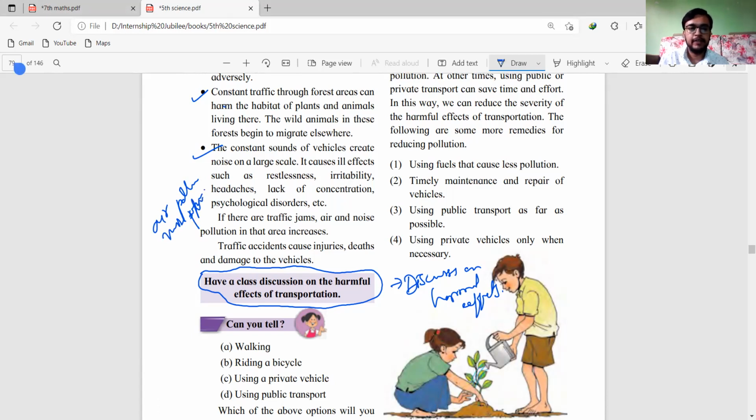Now roll number 25, please tell another harmful effect of transportation. Right. Constant traffic causes accidents, road accidents. Right.